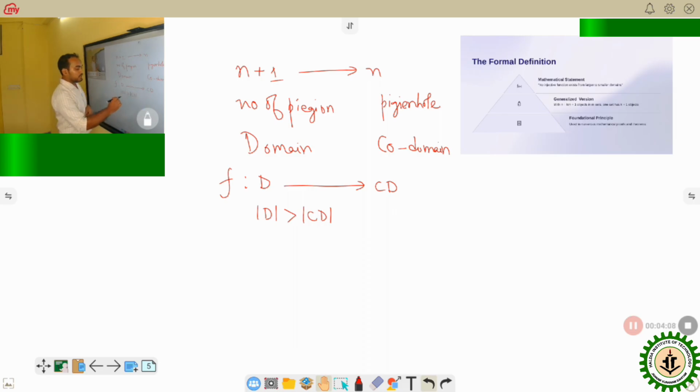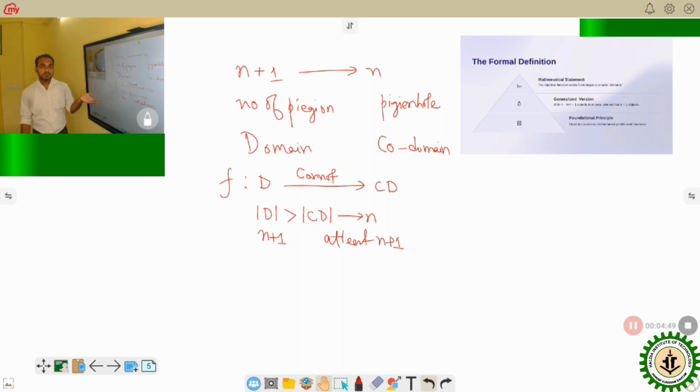So for this, if the domain has n plus 1 elements, there should exist at least n plus 1 elements in the codomain to define an injective mapping. But we see that the cardinality of CD is basically n. So the domain size and the codomain size are different, and the number of elements in the domain is always greater than the number of elements in the codomain. So we cannot define any injective mapping for the formal definition of the pigeonhole principle.